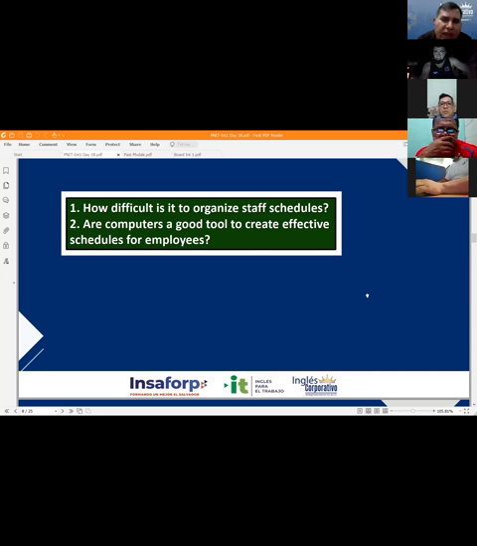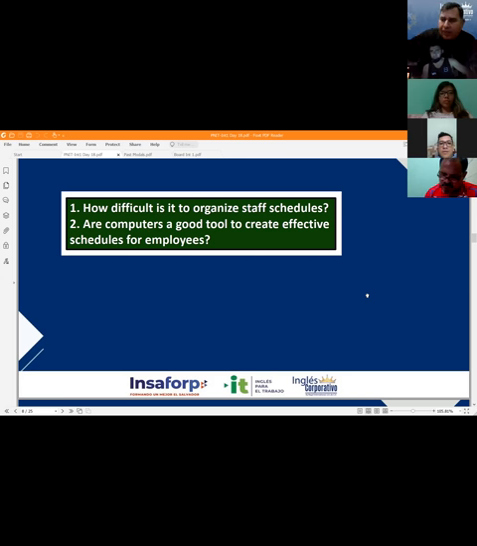Computers, cell phones. Do you think that they are good tools? Teacher, what's a tool? Herramienta. Do you think that they are good tools to create effective schedules for employees? Yes. Especially if the schedules are repeated, right?